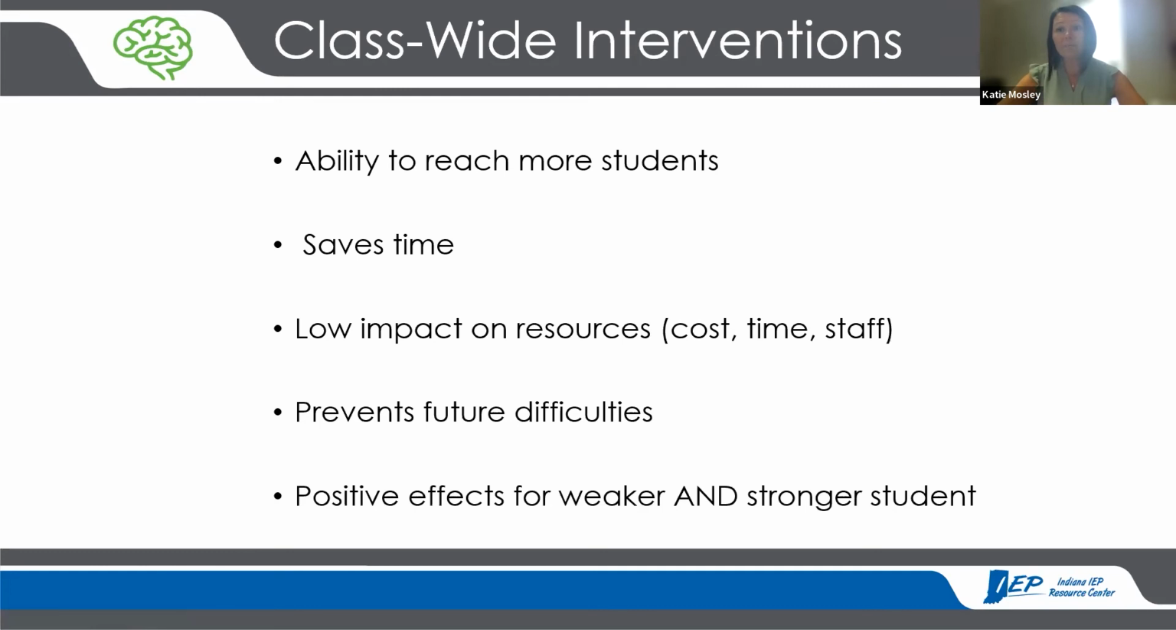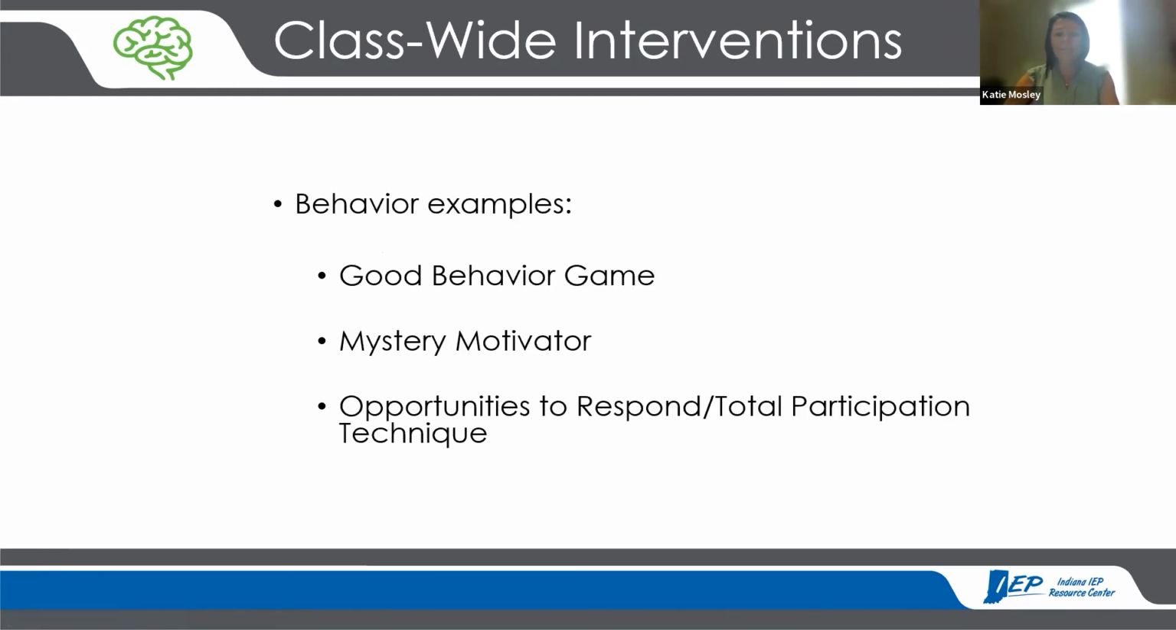It's going to really take that proactive approach to helping students with things like impulse control, which I'll talk more about here in a moment. And it's going to have positive effects for stronger and weaker students. So some examples of class-wide interventions that we could do are the good behavior game, the mystery motivator, and then really increasing those opportunities for students to respond in those total participation techniques.